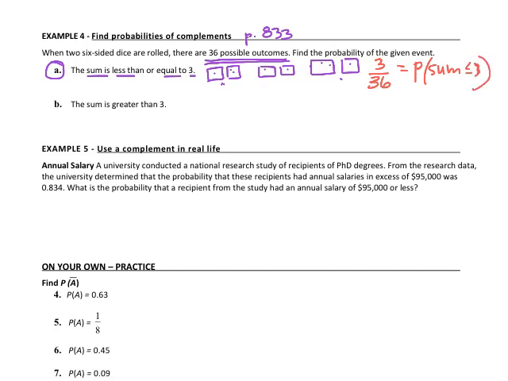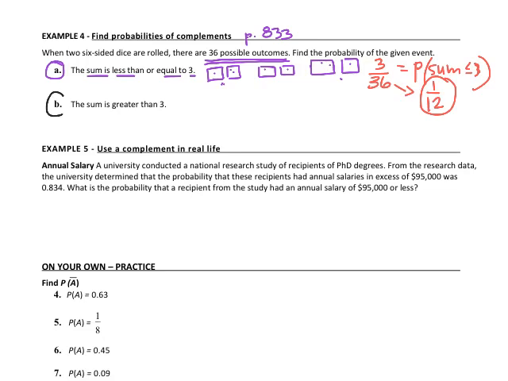All right, and we can reduce that 3 over 36 because both numbers have a common factor of 3, so I could reduce this to be 1 over 12. So the probability of rolling 2 die and getting the sum to be equal to 3 or less than 3 is 1 out of 12. All right, well, let's take a look at B then.